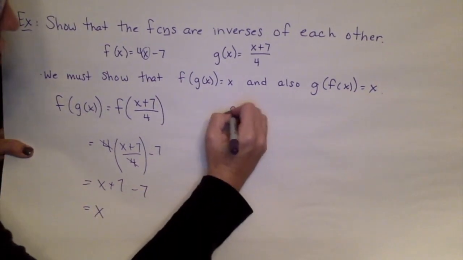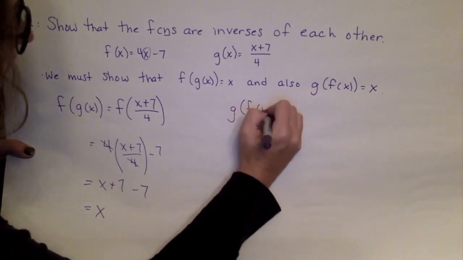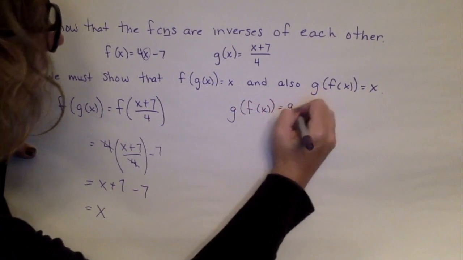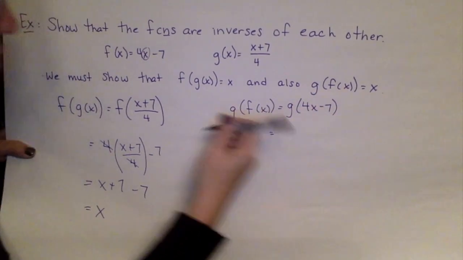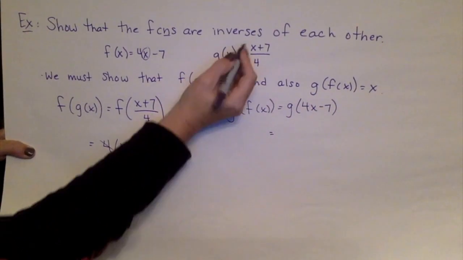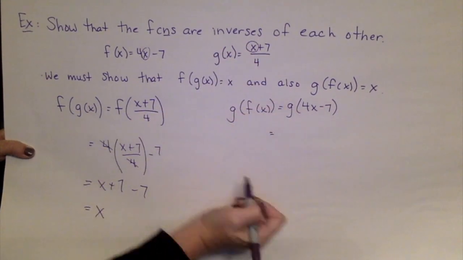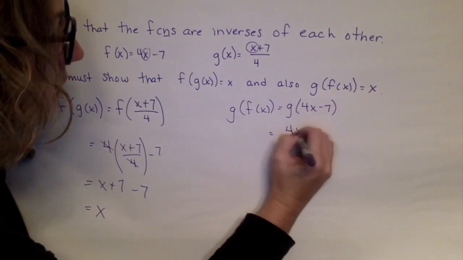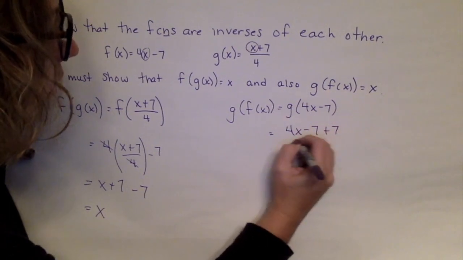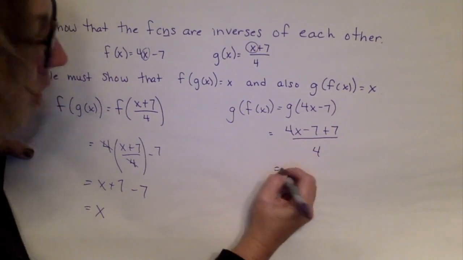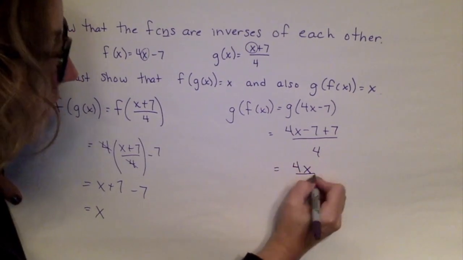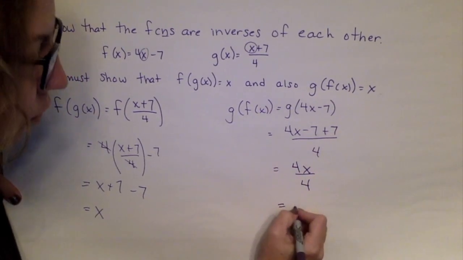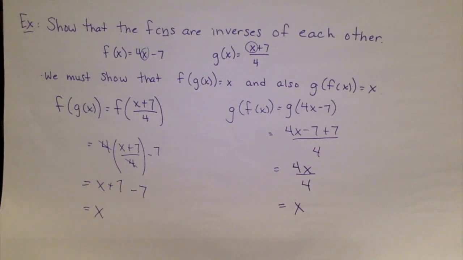We also have to check g of f of x, or in this case, g of 4x minus 7. I'm going to go to the function g now, and in place of this x, I'm putting 4x minus 7. So I'll have 4x minus 7 plus 7 all divided by 4. But 4x minus 7 plus 7 is just 4x divided by 4. 4 over 4 reduces to just x.